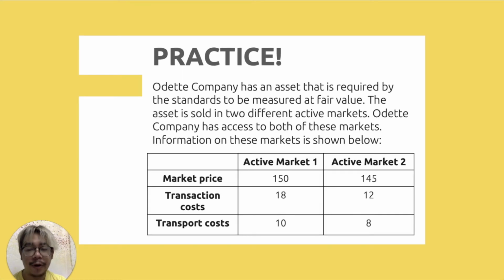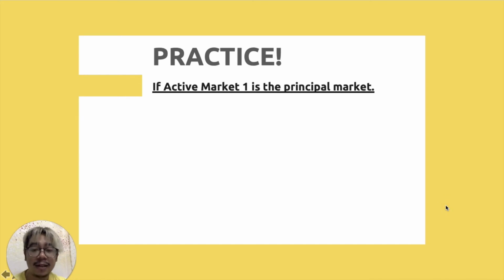So, example, Odette Company has an asset that is required by the standards to be measured at fair value. The asset is sold in two different active markets. Odette Company has access to both of these markets. Information on these markets is shown below. So, meron tayong market price, transaction cost, and transport cost for active market 1 and active market 2. So, first case, what if the active market 1 is the principal market?